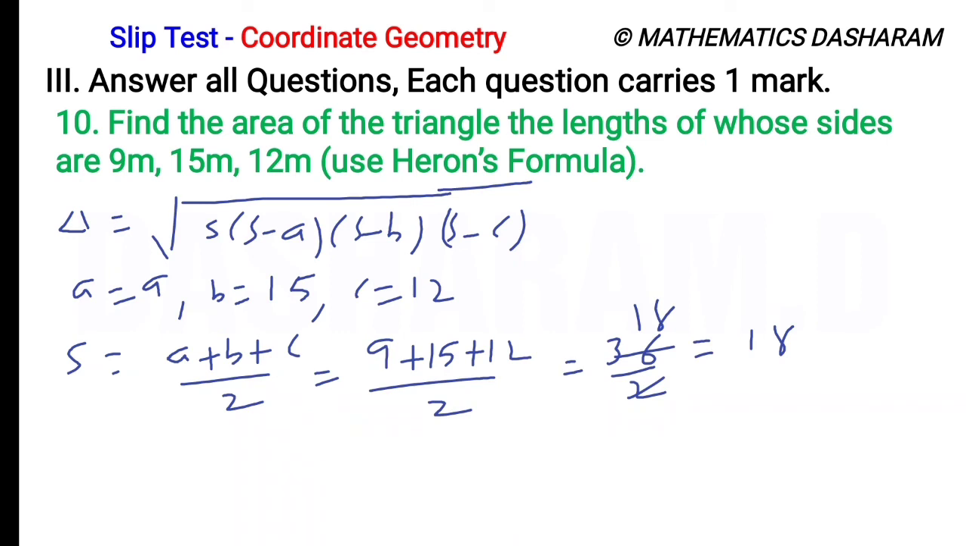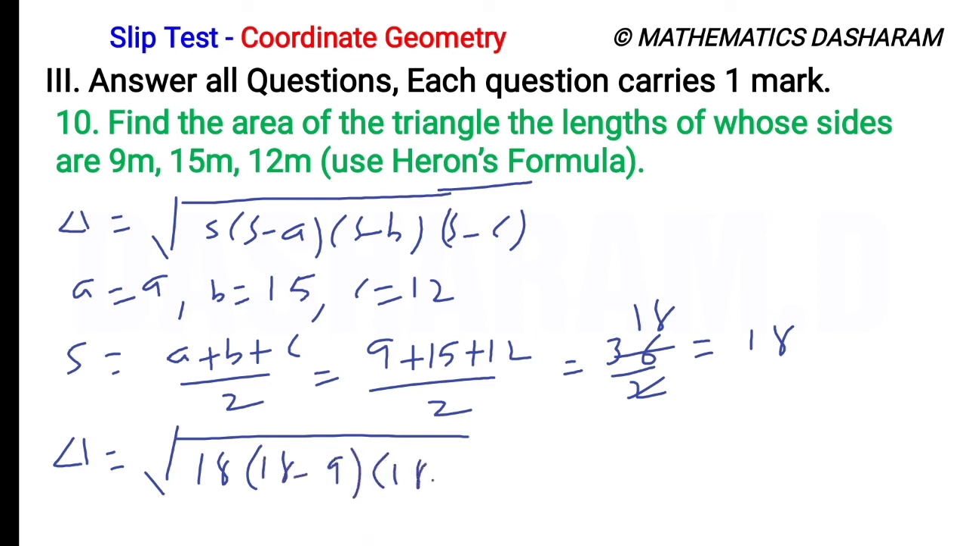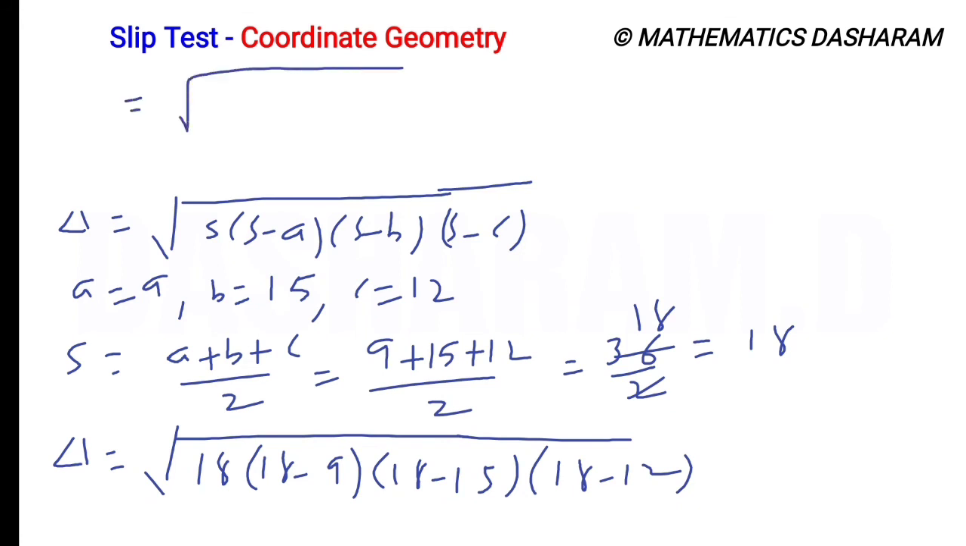S value is 18. So then delta equals to under root s value 18, s minus a 18 minus 9, s minus b 18 minus 15, s minus c 18 minus 12. So it is equals to under root 18 into 18 minus 9 is 9, 18 minus 15 is 3, 18 minus 12 is 6.